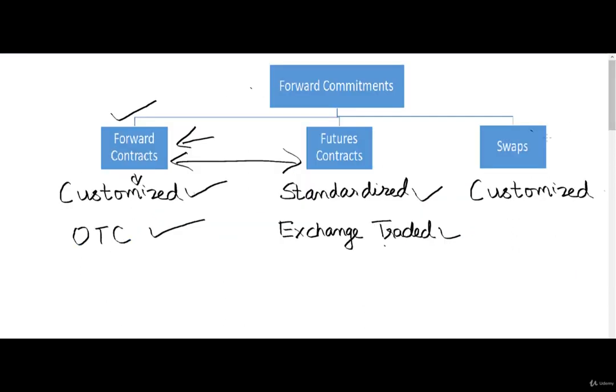Now the third type is swap. In layman terms, swaps are a series of forward contracts. They are customized with multiple execution dates. I have explained the structure of swaps in detail in later videos.